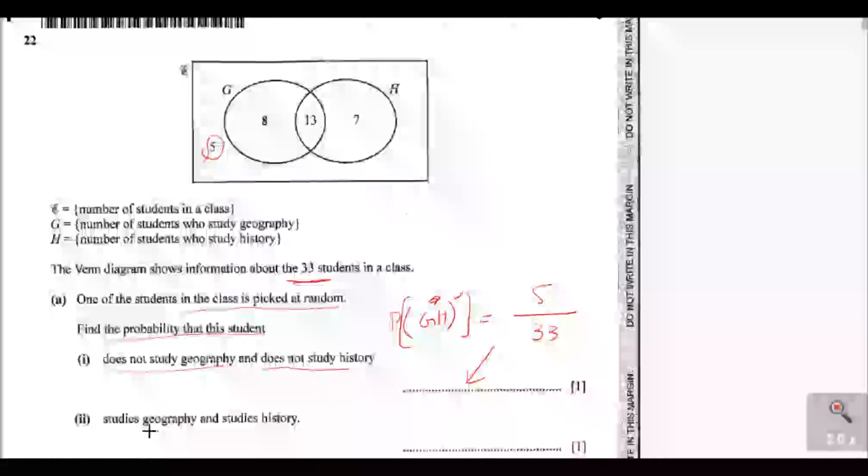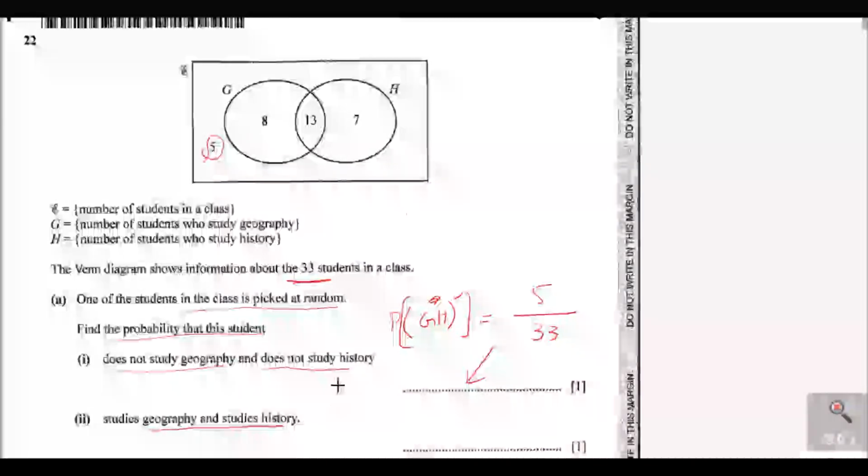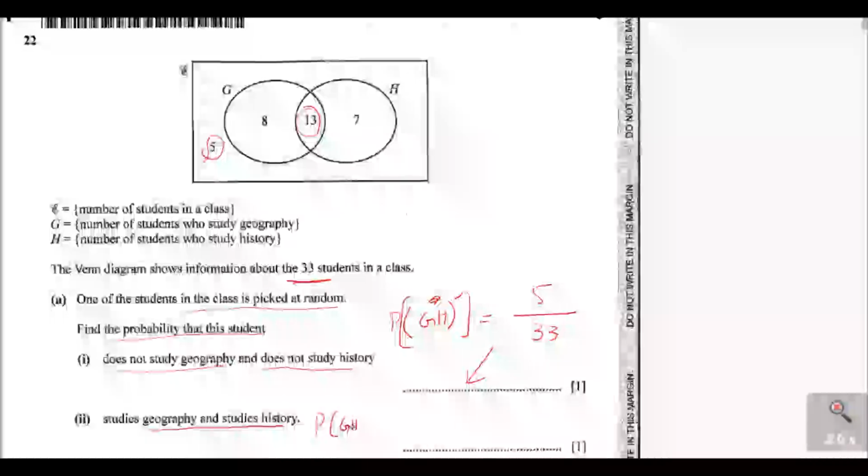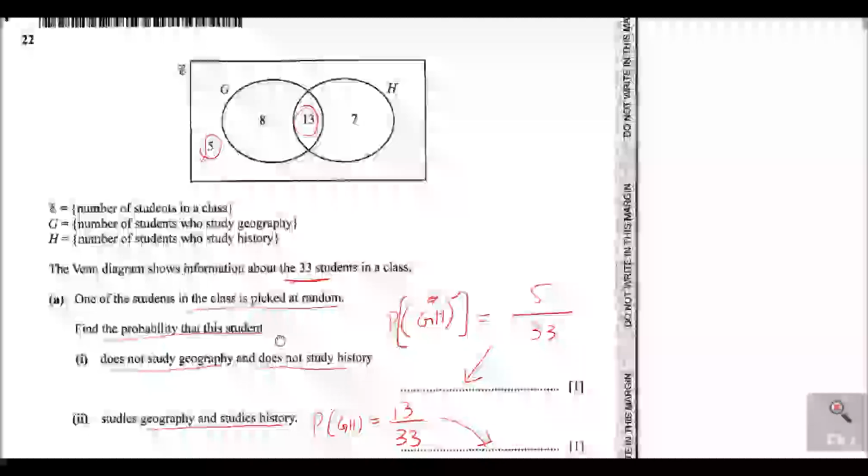Next, find the probability that the student studies geography and studies history. Look here. There are 13 students who study geography and history. Therefore, we write the probability P(GH) will be equal to the total number of students who study both geography and history. These are 13. And here are total students 33. Therefore, we divide this value by 33 and we get 13 over 33 is the probability of this part.